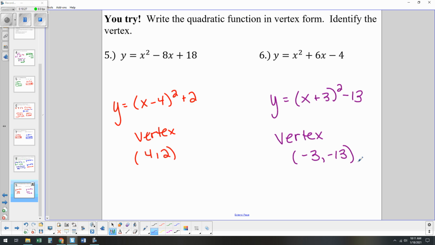All right, so there you have it. We have y equals x minus 4 squared plus 2, so that makes the vertex positive 4, 2. Then we have y equals x plus 3 squared minus 13. That makes the vertex negative 3, negative 13. And that is our lesson on completing the square.